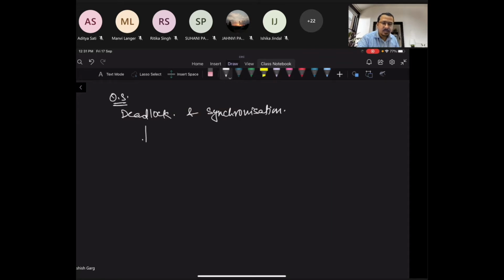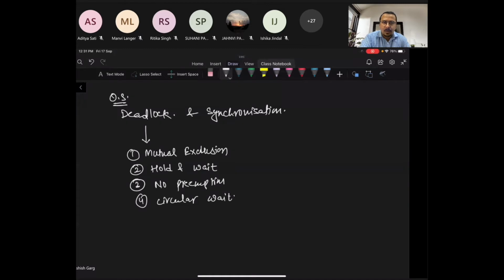In deadlock, we have studied four necessary conditions. The first necessary condition was mutual exclusion. The second condition was hold and wait. The third condition was no preemption, and the final condition was circular wait. These were the four conditions which we have to consider in case of deadlock, and there were four solutions to deadlock.